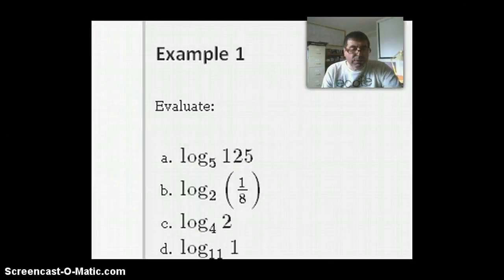Notice example 1. Can you evaluate this without a calculator? Can you evaluate this without a calculator? Do you know how to do log base 4 of 2? If this sounds like I'm talking gibberish to you, please make sure that you study the material carefully.